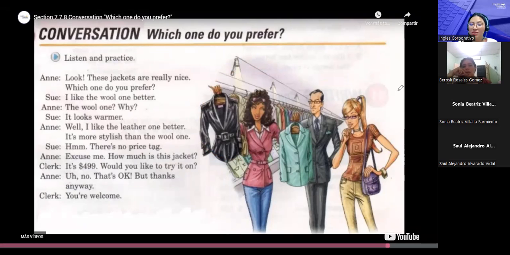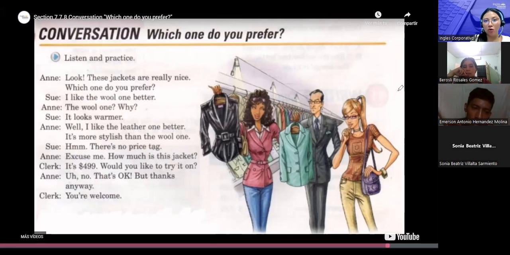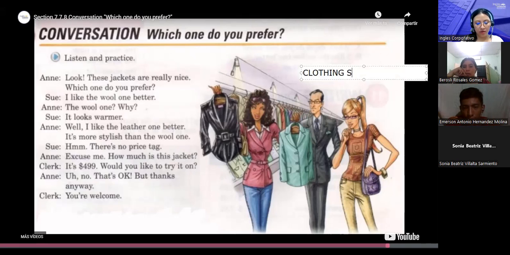What kind of a store is this one? Es de ropa, teacher, pero no es como de ropa. Yes. How do you say ropa? Clothes. Yes, Emerson. Clothes, and then you say store. Clothes store. Or you can even say clothing store. Like this, or you can say clothes.